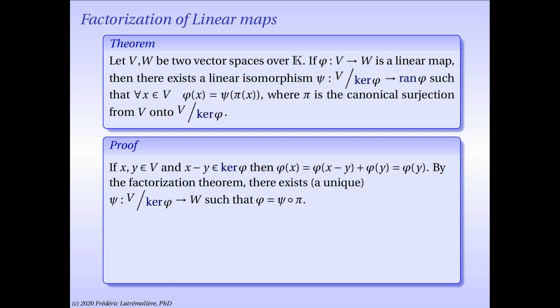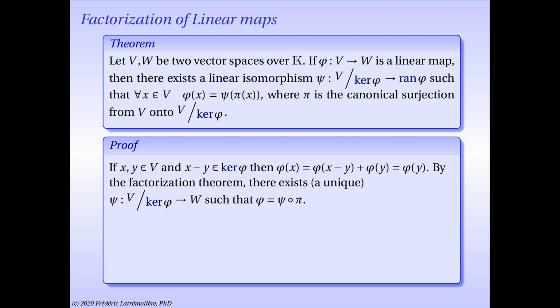So the proof goes as follows. Take any two vectors x and y in V, and suppose that the difference of x and y is in the kernel of phi. In other words, suppose that x is equal to y modulo the kernel of phi. If I calculate phi of x, by linearity it's the same thing as calculating phi of x minus y plus phi of y, but then phi of x minus y is 0. So that's just phi of y.